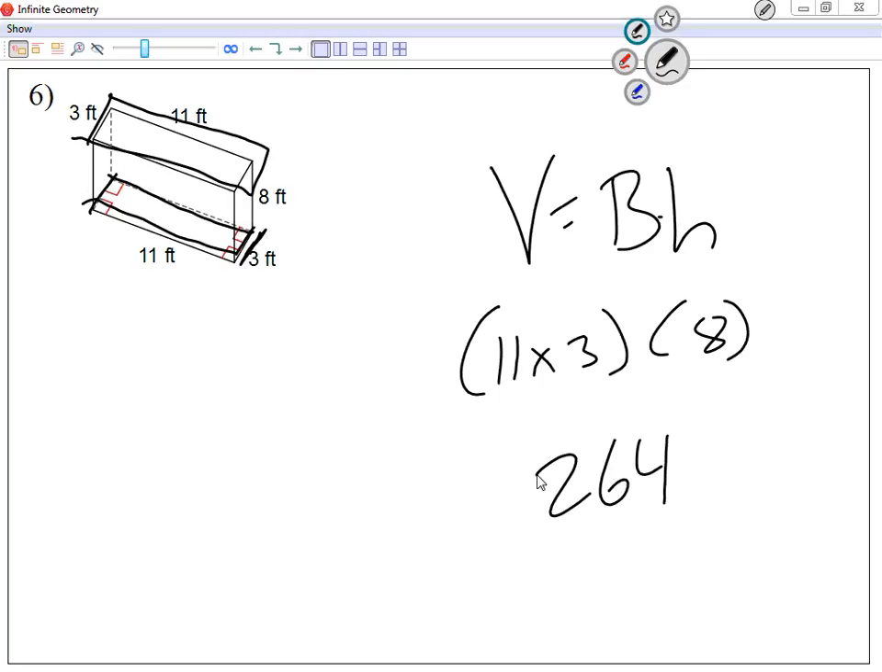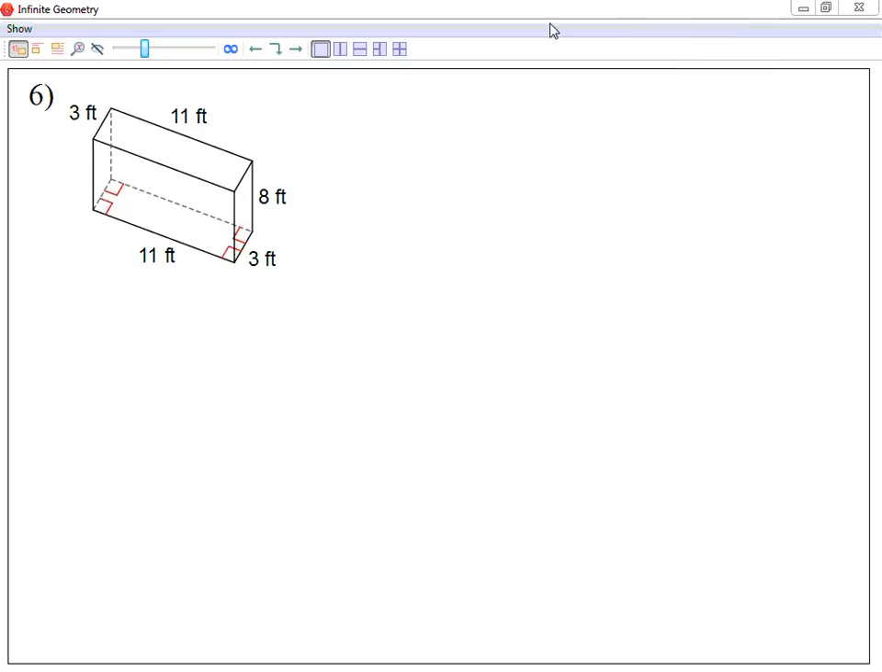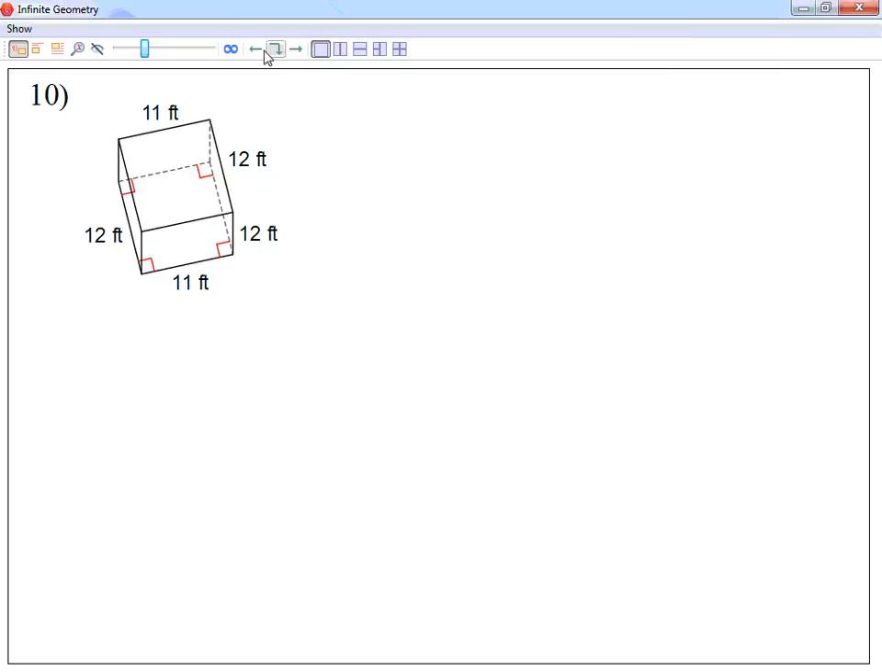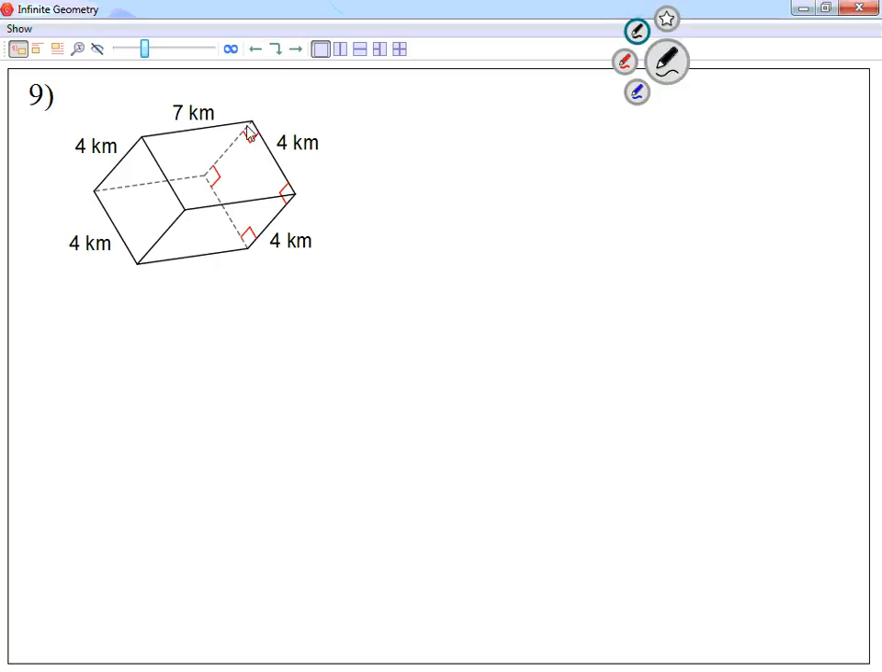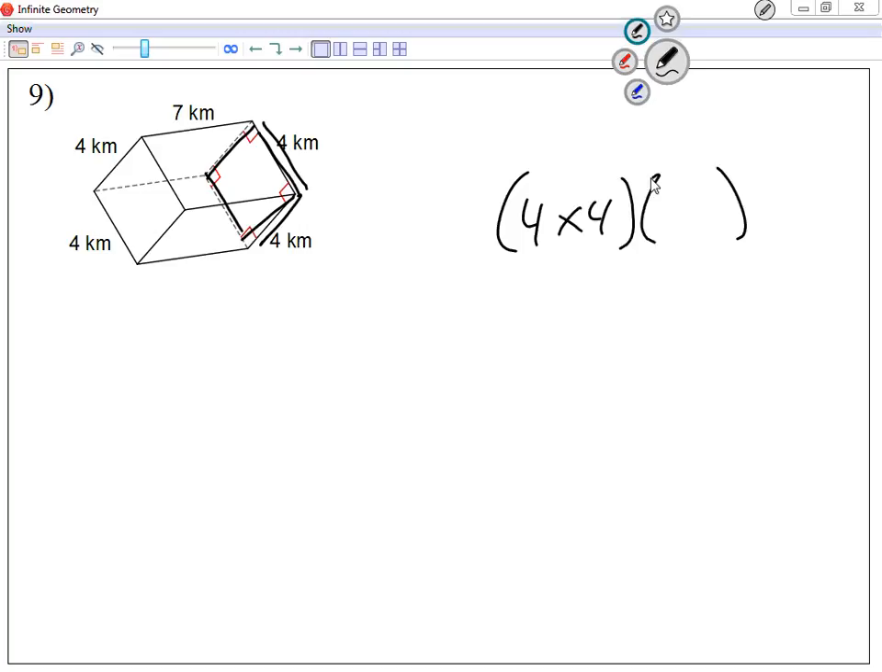Okay. Any other questions? Number 9? Sure. Let's take a look at number 9. I marked this to be the base. So notice the base is a 4 by 4 rectangle. Right? It's a square, but it's a rectangle as well. So I know for the area of a square or a rectangle, in this case, I'm going to go 4 times 4. What's the height? 7.